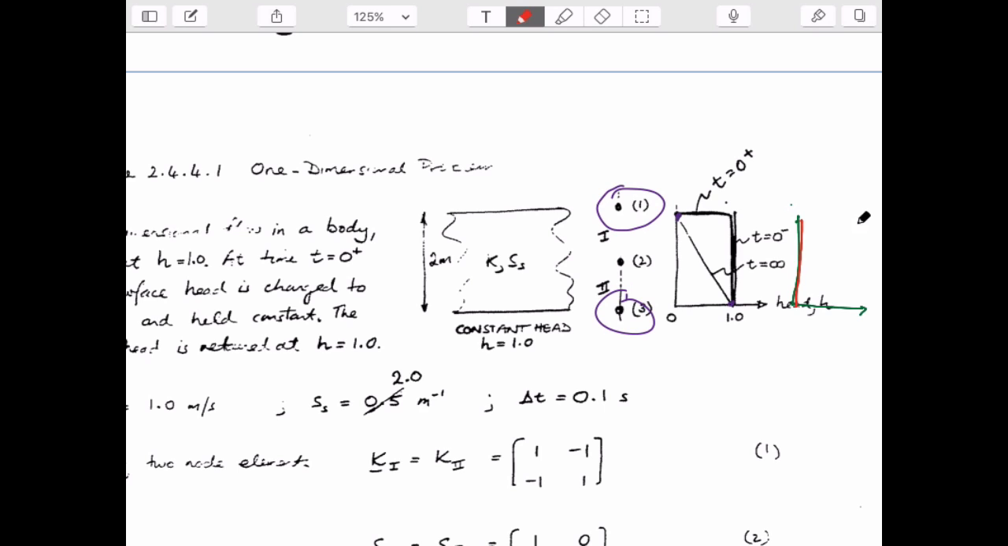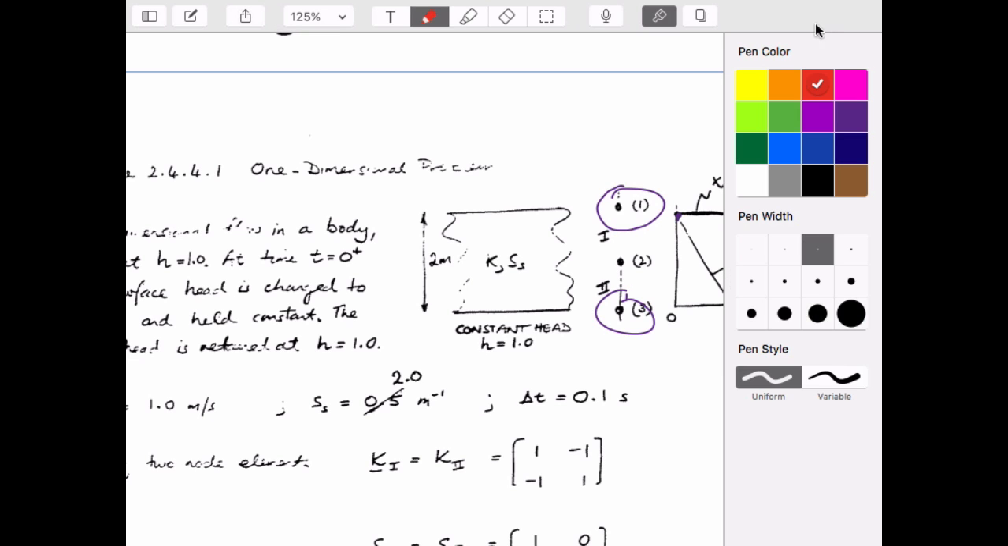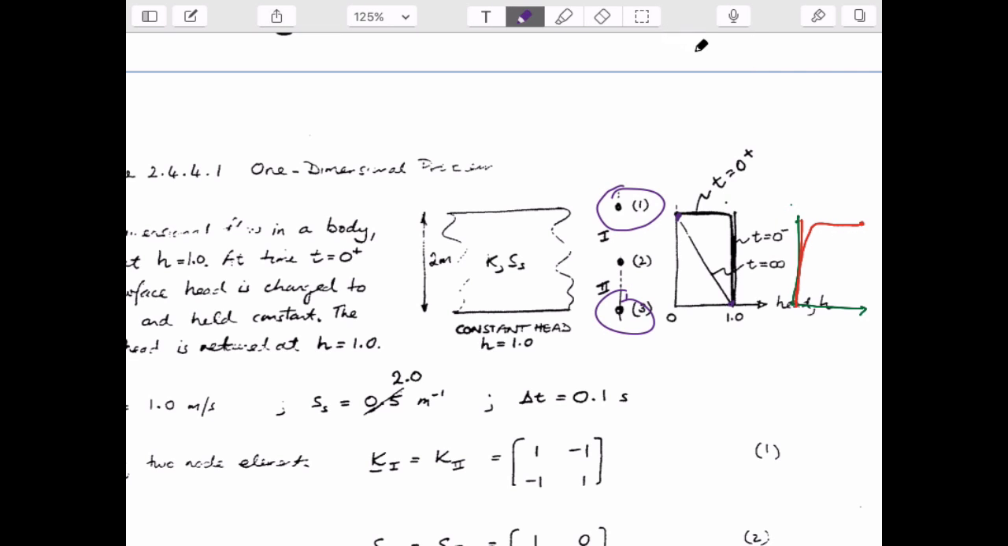Just because of the way the code works, and then all of a sudden switching it to be 1 at the top, in which case the solution in time goes out to look like this, then this, then this, right? We have two elements. They're each of length 1. They have a conductivity value of 1 and a specific storage value of 2.